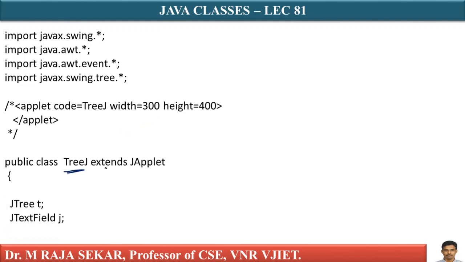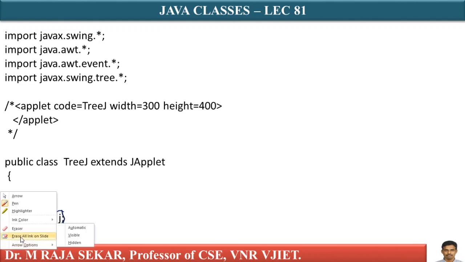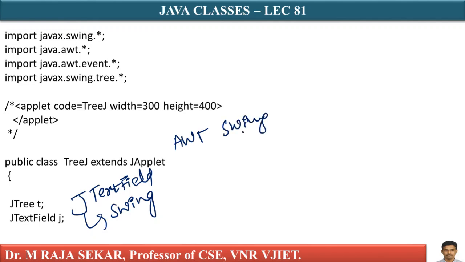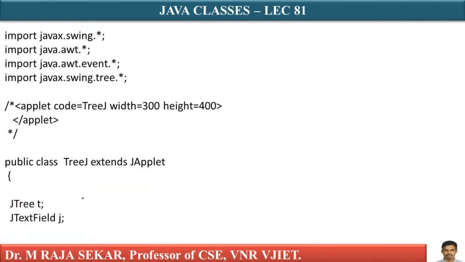Class TreeJ extends JApplet. J means what? It is a prefix, isn't it? JTree T, where T is a variable. JTree is a built-in class which is defined in the Swing package. We will also use JTextField. We already discussed the text field. Here I am saying JTextField, which means it is related to Swing. I already discussed the difference between AWT and Swing. In that class we said that Swing is more powerful compared to AWT, isn't it?